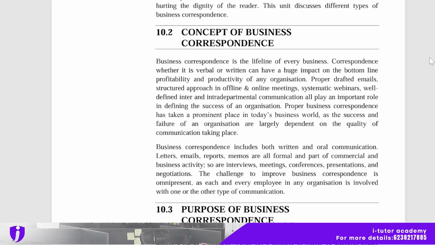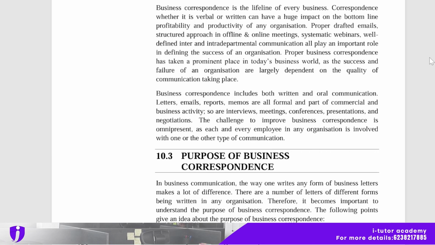Business correspondence is the lifeline of every business, and correspondence, whether verbal or written, can have a huge impact on the bottom line, profitability, and productivity of any organization. A properly drafted email, a structured approach in offline and online meetings, systematic webinars, and well-defined inter and intra departmental communication all play an important role in defining the success of an organization. Proper business correspondence has taken a prominent place in today's business world, as the success and failure of an organization are largely dependent on the quality of communication taking place.